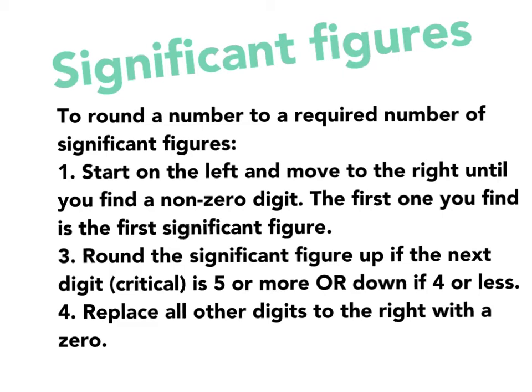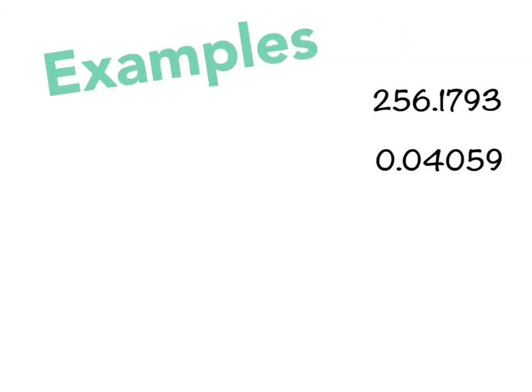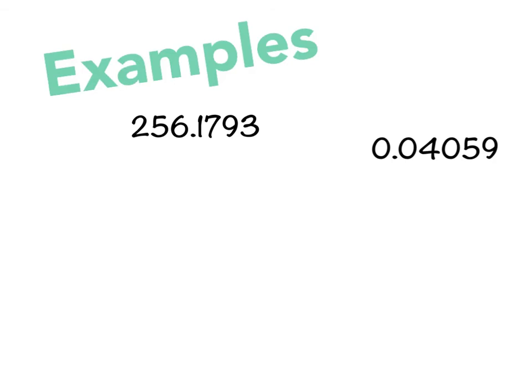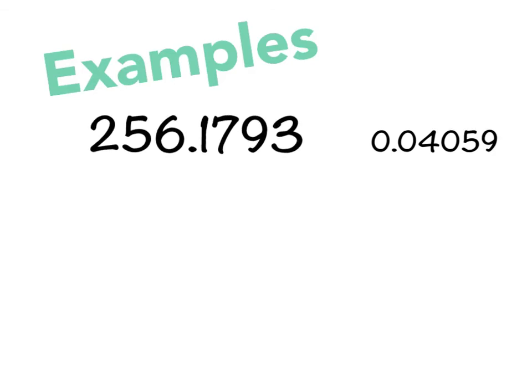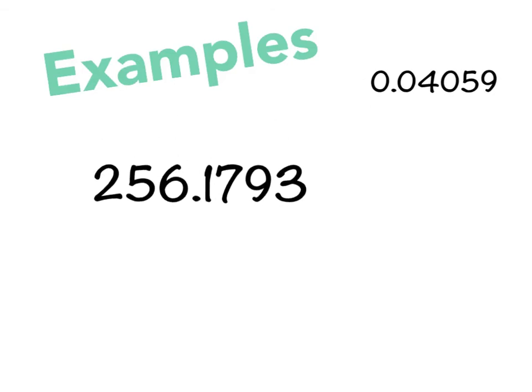Now, we need some examples because all of this is sounding a bit too complicated. So, let's have a look. I've kept the same number here. Say for example, my question is asking me to round it to 3 significant figures. So I start on the left, and here's my first, that's my first non-zero digit. Here's my second, and here is my third.